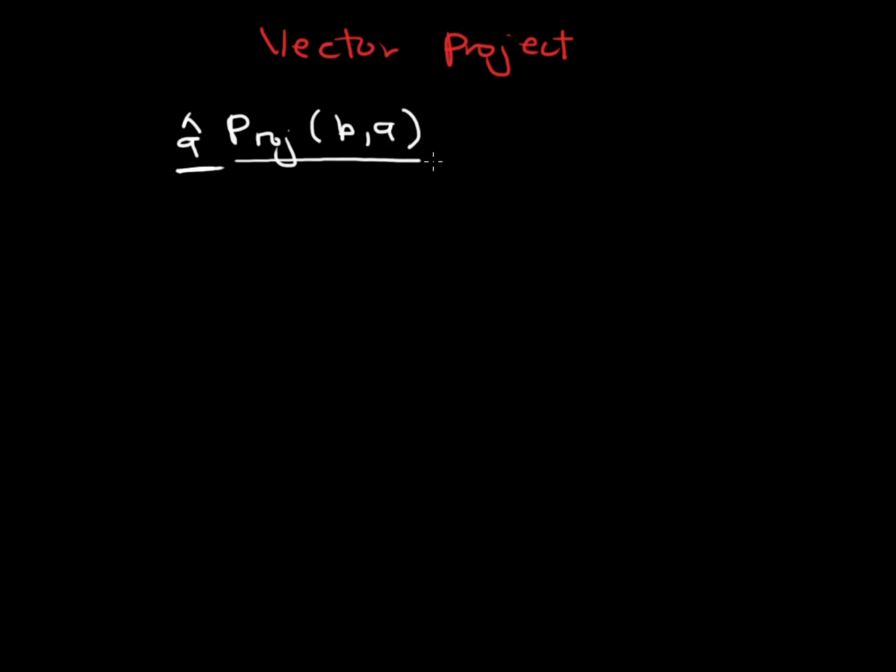And remember, this is the scalar projection. That is why I said earlier, the magnitude of the vector projection is actually equal to the scalar projection. I hope you got it.